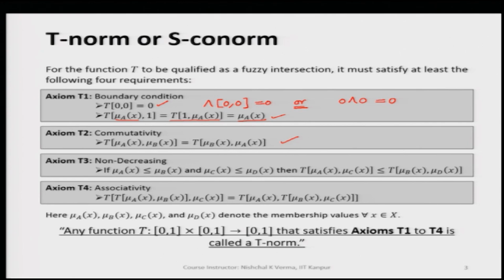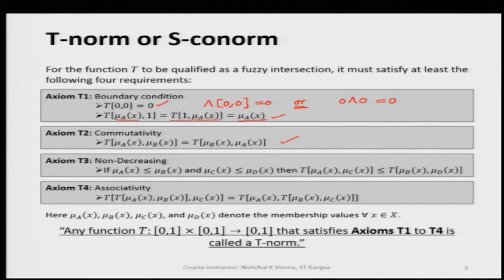So, I am saying triangular norm. Either T norm or triangular norm, both these terms are used interchangeably. So, we can either use T norm, or triangular norm, or S co-norm. Please understand all these three terms we will be using interchangeably.